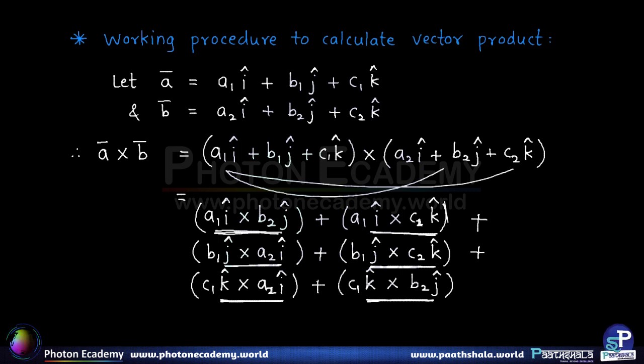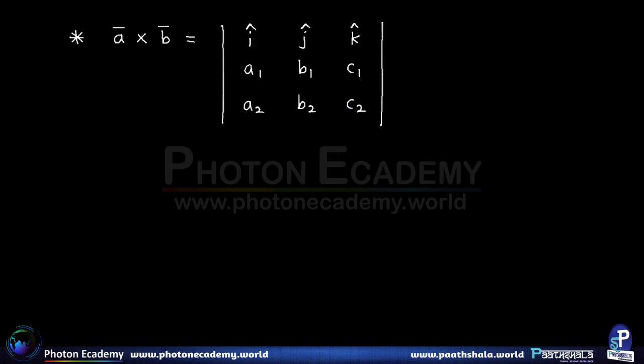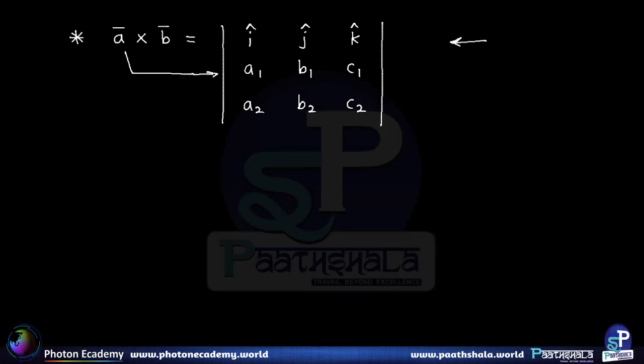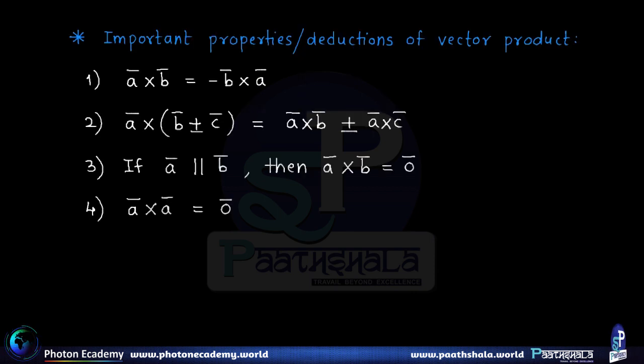So therefore we can compactly write this entire evaluation in form of a very simple looking determinant as shown here, right? So in the first row we have i, j and k. In the second row we have the i, j, k components of first vector, so the order is important here, and in the third row we have the i, j, k components of the second vector, right? So whenever we are asked to calculate the vector product, that is cross product, we simply write this determinant and evaluate it.